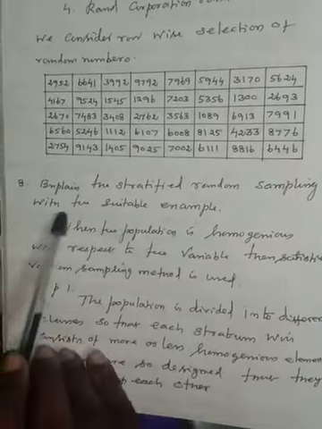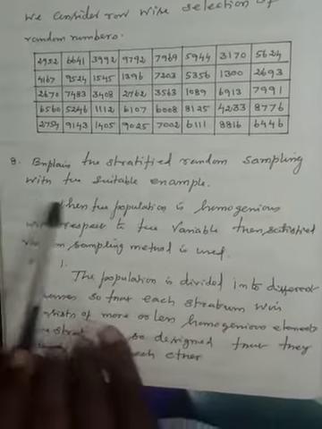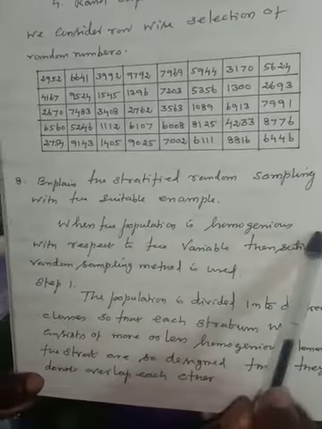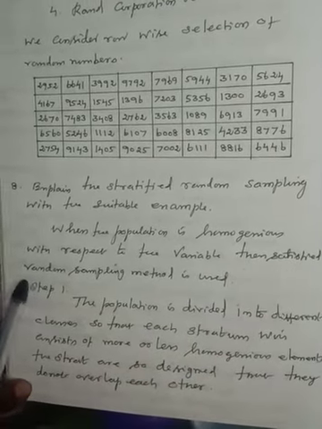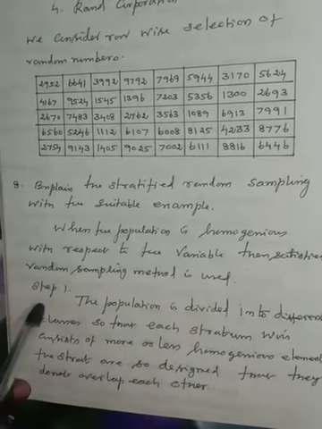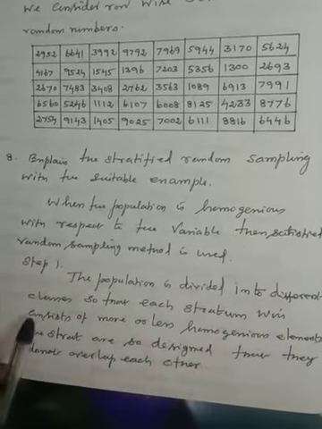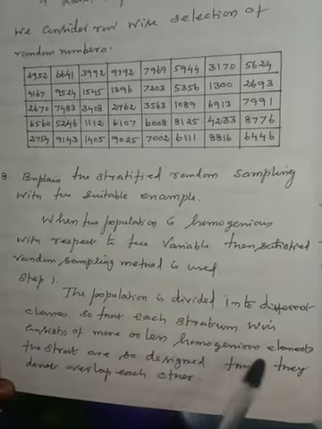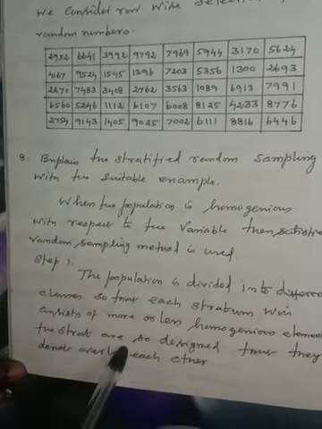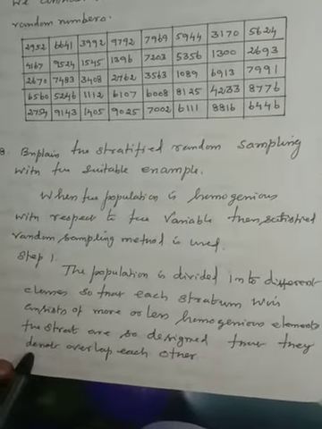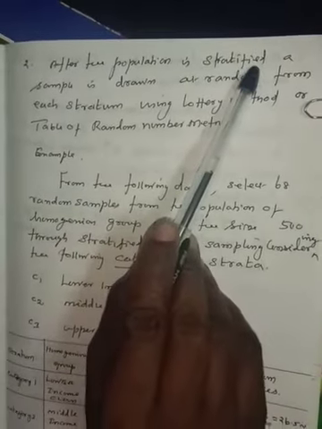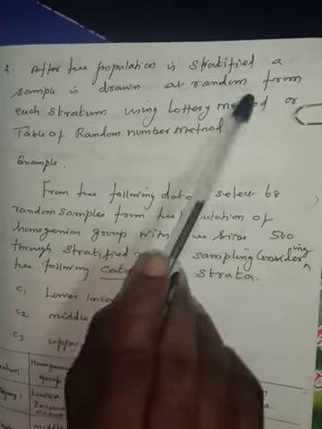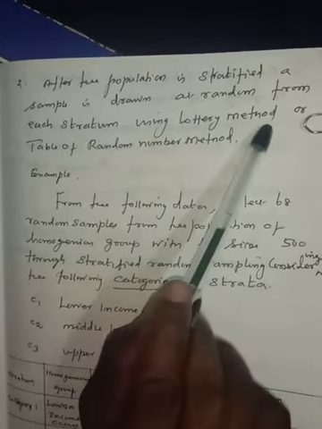Okay. Now question number 8. Explain stratified random sampling with a suitable example. When the population is heterogeneous with respect to the variable, then the stratified random sampling method is used. Number 1. The population is divided into different classes so that each stratum will consist of more or less homogeneous elements. The strata are so designed that they do not overlap each other. After the population is stratified, a sample is drawn at random from each stratum using the lottery method or the table of random number method.